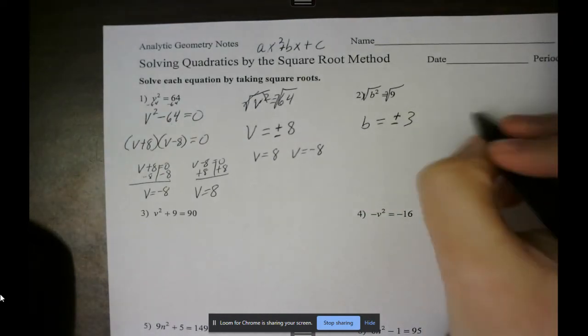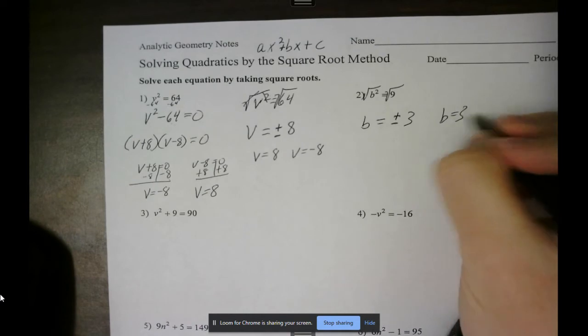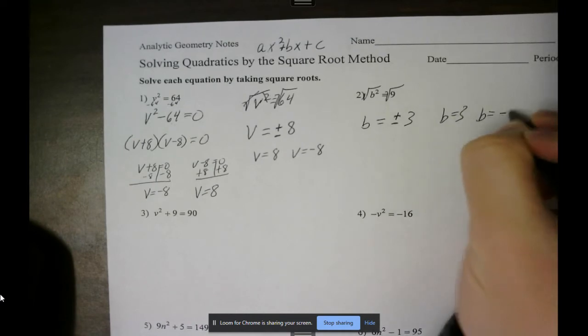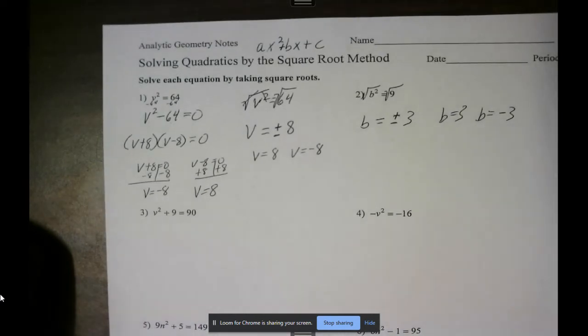So your two solutions here are b equals 3 and b equals negative 3. Okay? And that's a lot quicker. Being able to do that is a lot quicker than trying to move that term to the other side and rewrite it as a difference of perfect squares. So this is just quicker if you see that you can do it this way. All right, any questions so far?